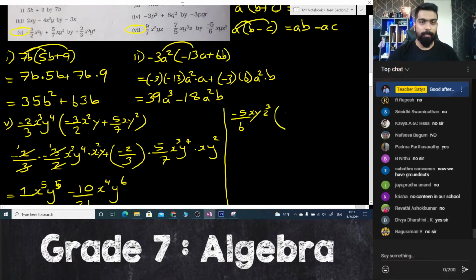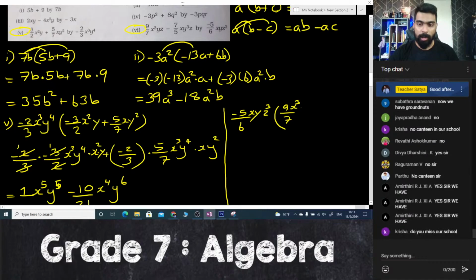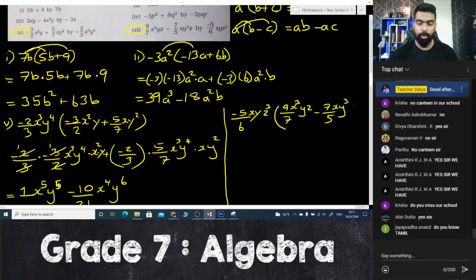Multiplied with 9 over 7 x cube y z minus 7 over 5 x y cube z. All right? X, y.